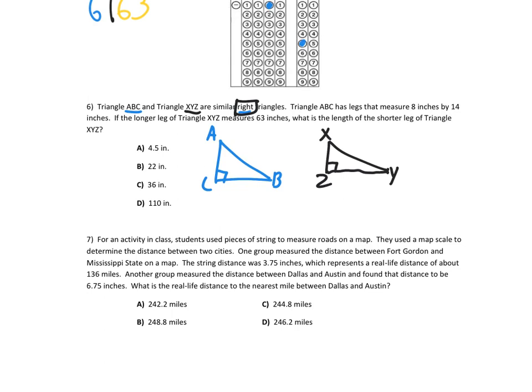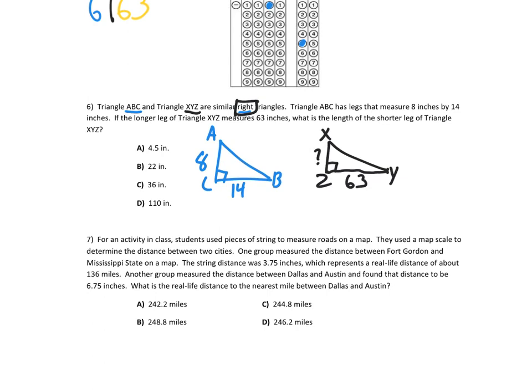Now, triangle ABC has legs. So those are the 2 sides that measure 8 and 14 inches. So this one's going to be 8 inches. This one's going to be 14 inches. How did I know they were there? Well, because 8 was shorter than 14. So that's why I put them there. This says the longer leg of XYZ measures 63 inches. So our longer leg is 63. And it wants to know the length of the shorter side. So we're trying to find this thing right here.